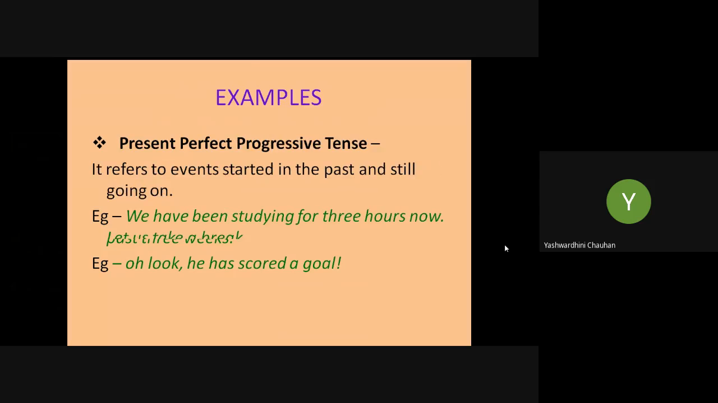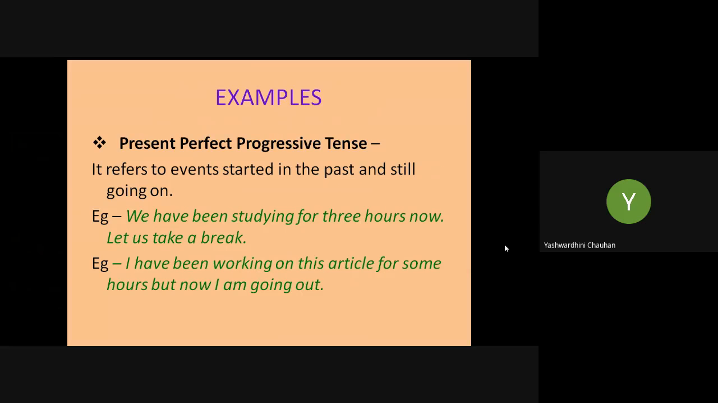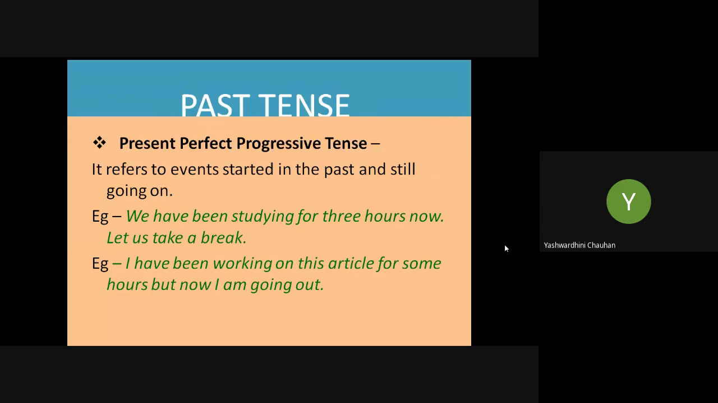When you come to present perfect progressive tense, present perfect is already there and you are adding progression to it. It refers to events started in the past and still going on. We have been studying for 3 hours now. Let us take a break. I have been working on this article for some hours, but now I am going out. So something which is continuing. So that is why we come into progression.